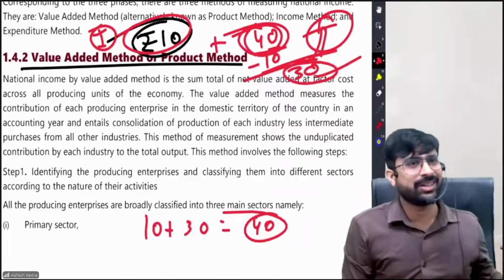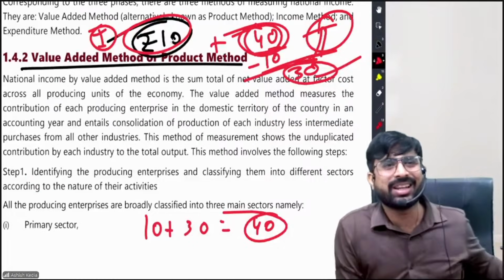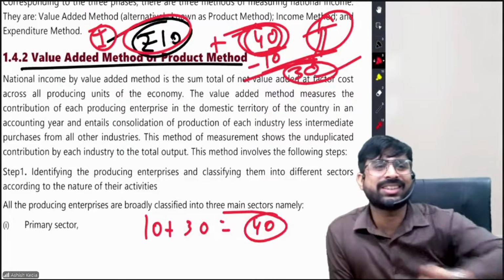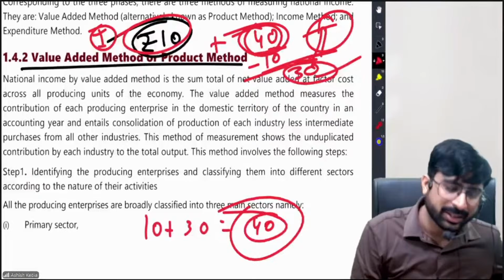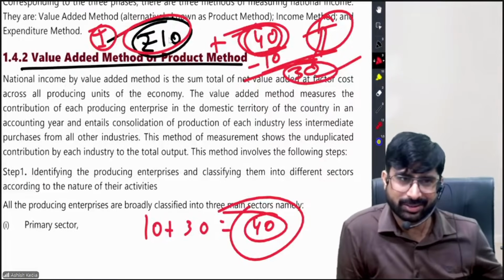So you can either add the value at each stage, or you can just take the value of the final goods and services. The bread was selling at 40. It includes all the stages. You are getting 40 only. This is what the value added method tells us.